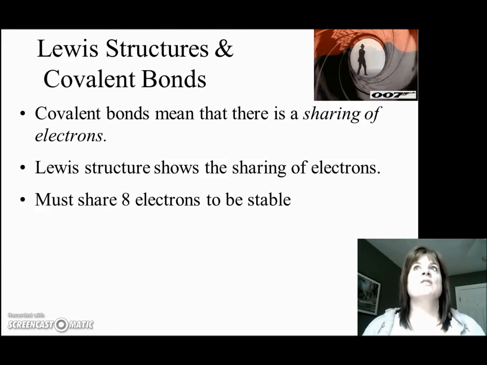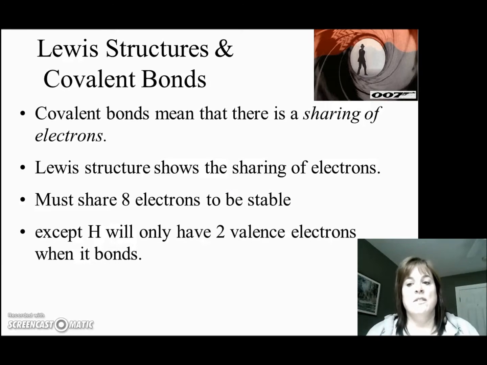Now remember, it's all about 8, right? Everything's about 8. And in order to be stable, an element needs 8 valence electrons. So they're going to have to share so that they can have 8. Now, the only element that will not have 8 is hydrogen. Hydrogen can only have 2. But once it has 2, it's happy.